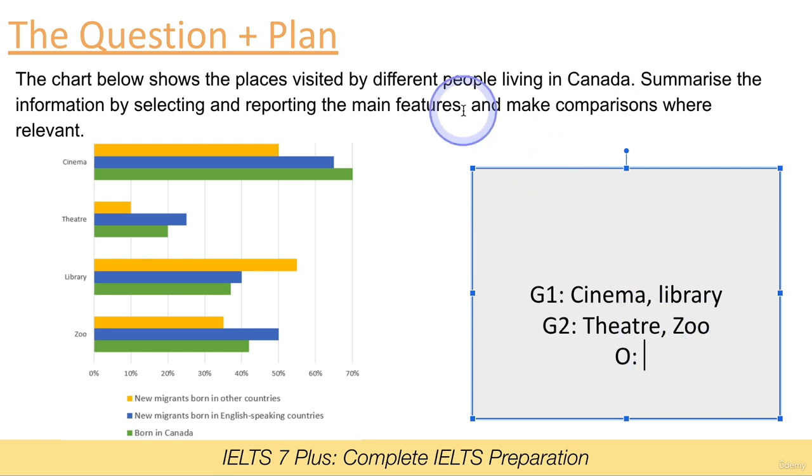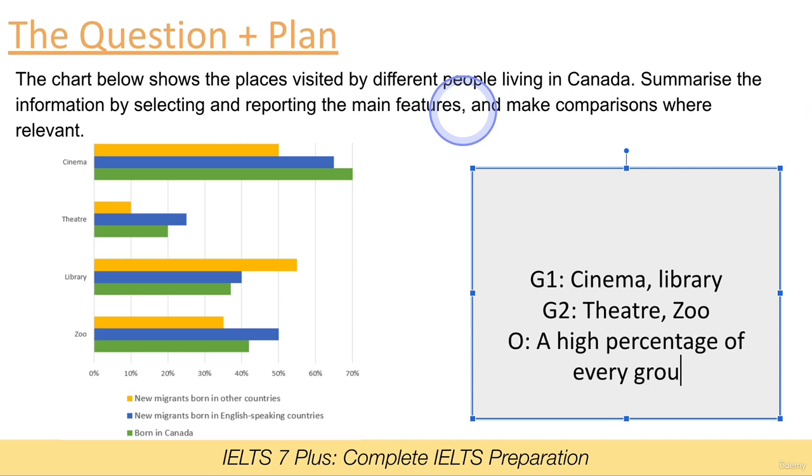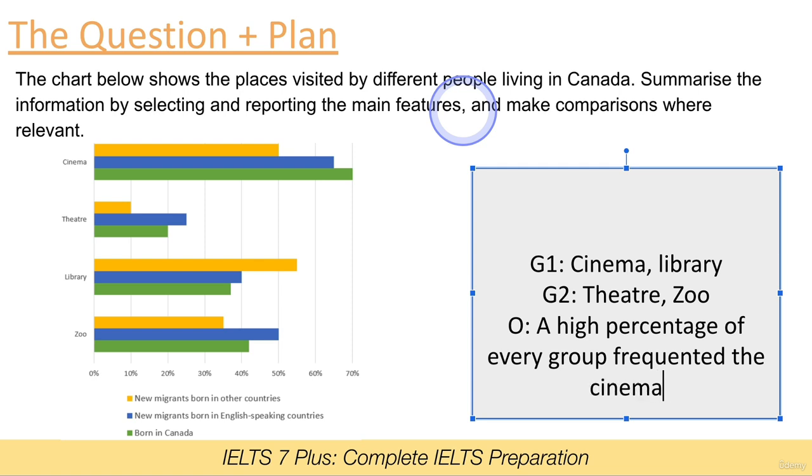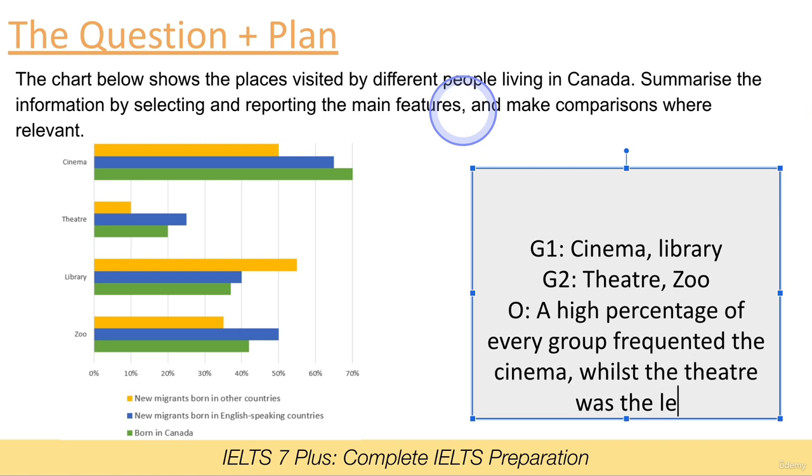Okay, our overview then, we want to state a general sweeping statement about what's happening in this bar chart, but we don't want to be specific. So we could say something like a high percentage of every group frequented, which means went to the cinema. That's the most striking piece of information here. Whilst the theatre was the least visited.